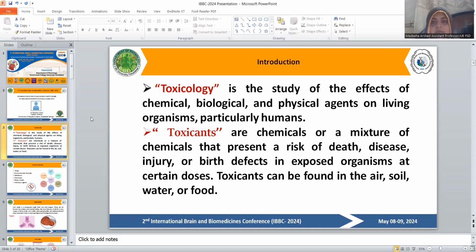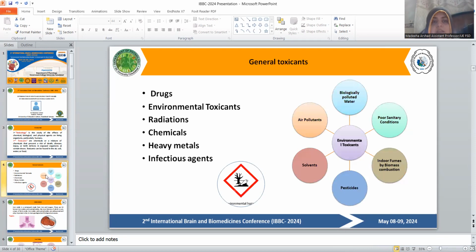Toxicology is the study of the effects of chemical, biological, and physical agents on living organisms, particularly humans. Toxicants are chemicals or a mixture of chemicals that present a risk of death, disease, injury, or birth defects in exposed organisms at certain doses. Toxicants can be found in air, soil, water, or food. General toxicants are drugs, environmental toxicants, radiations, chemicals, heavy metals, and infectious agents.